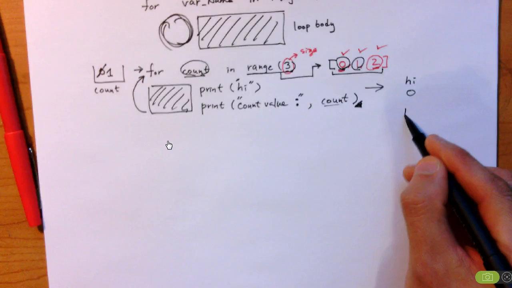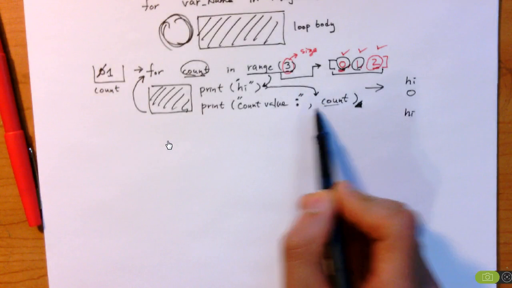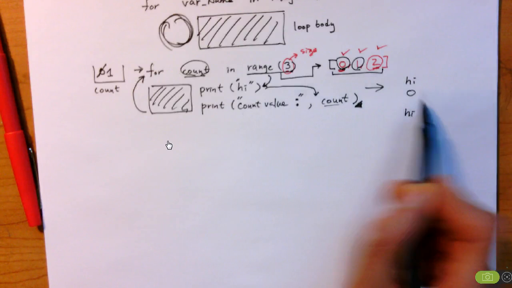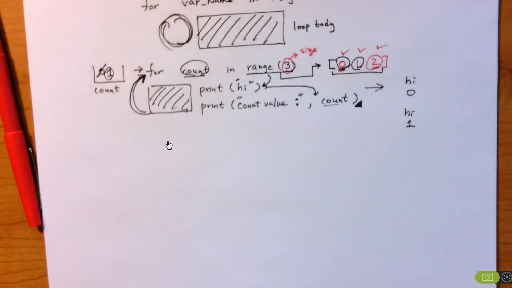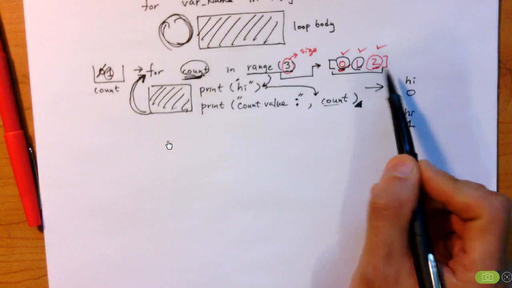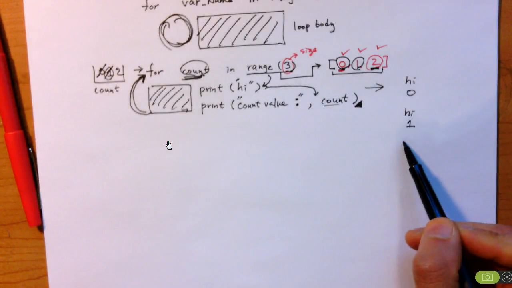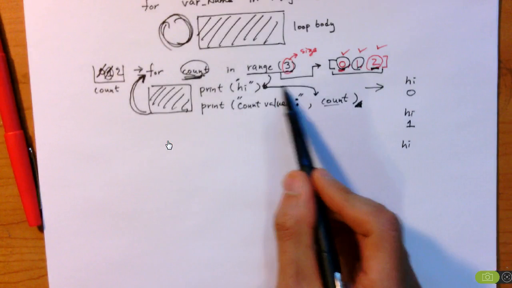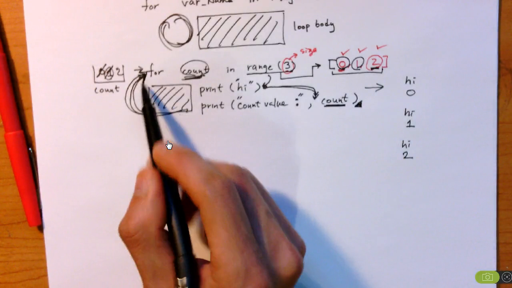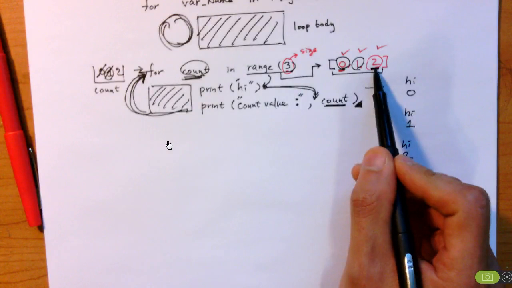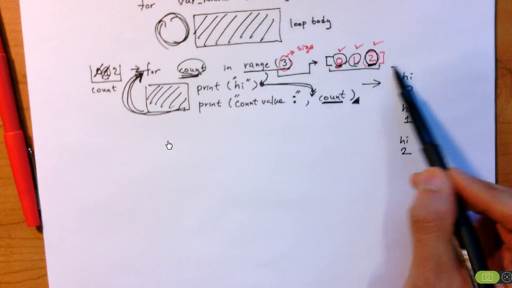Then it's going to print hi. It's going to execute the next statement, count value is count. Count now is 1, so it's going to print 1. Then let's go back to the loop header. Now count is 2, right? So the count becomes 2, and then it will print hi. The next statement prints the count, so it's going to print 2. Then it goes back to the loop header and realizes that it just executed the last element in the list. So it's done, right?